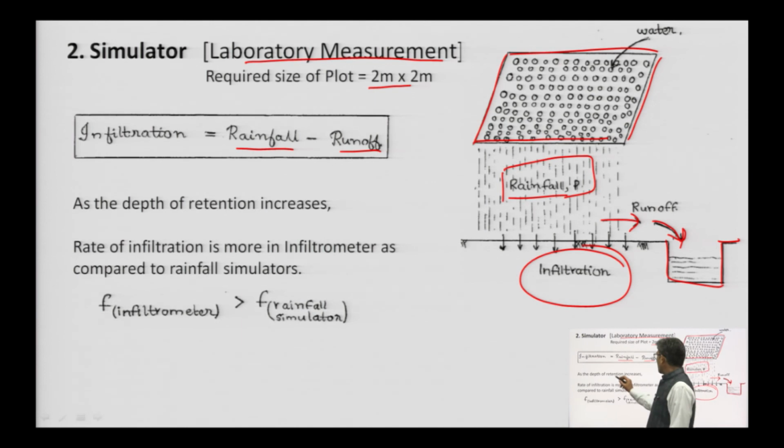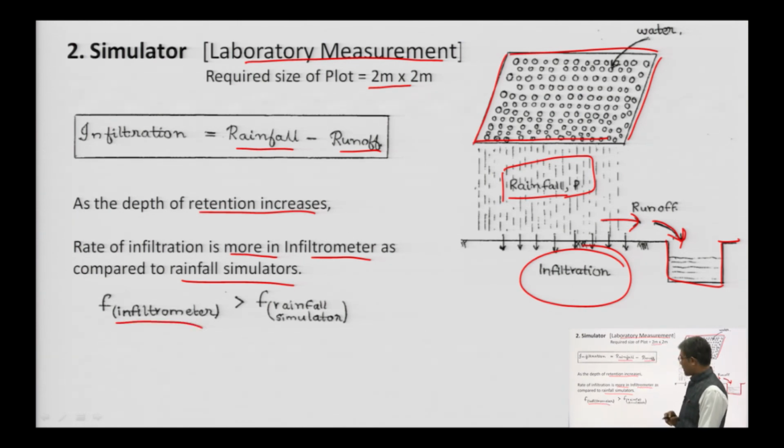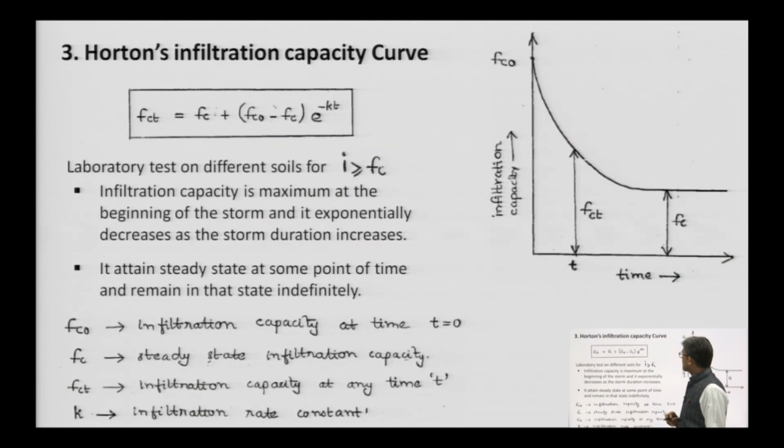As the depth of retention increases, the rate of infiltration is more in infiltrometers as compared to rainfall simulators. So, the simulator gives a lesser value as compared to infiltrometers. The next one is the use of Horton's infiltration capacity curve.